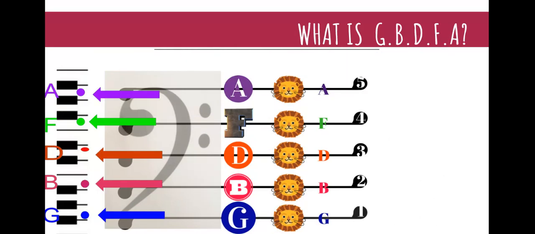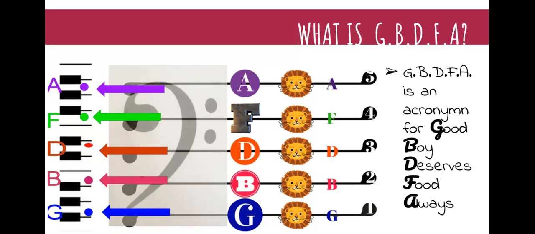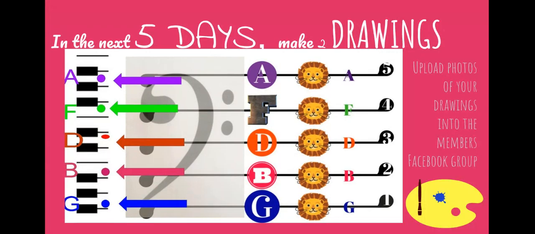And then I've drawn the notes also on the piano keyboard in the bass clef, showing where the notes are there. So get familiar with it. The acronym stands for, in this case, good boys deserve food always. So instead of every good boy deserves food as with the treble clef, in this case it's good boys deserve food, and then at the top you add the A in, which is for always. So good boys deserve food always.